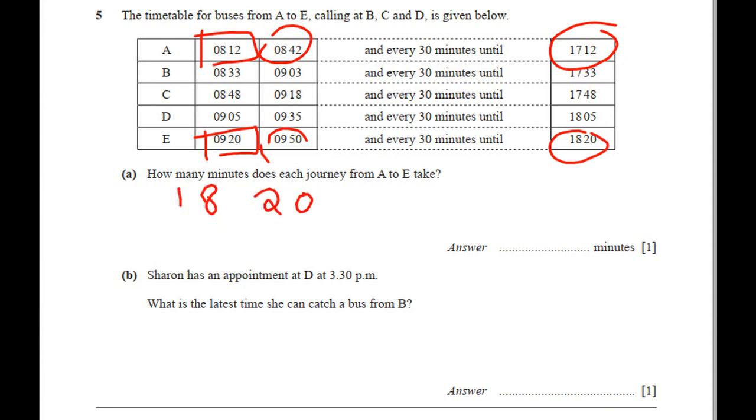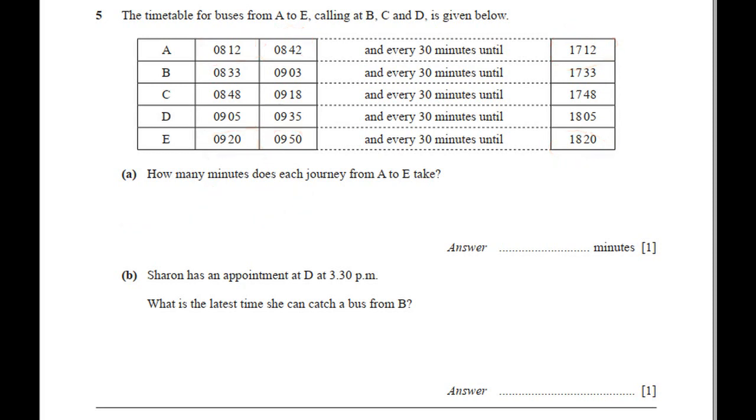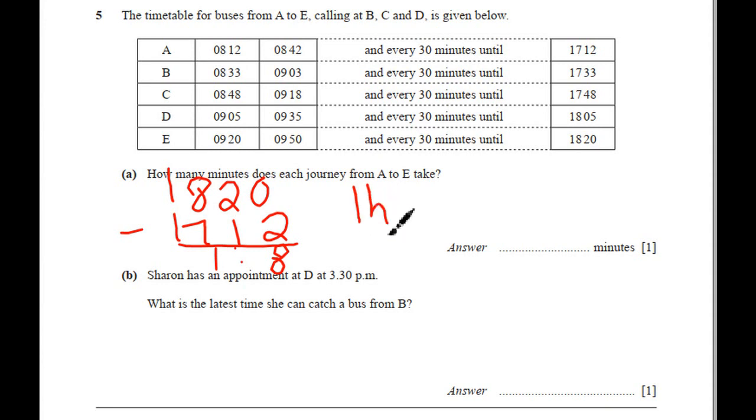So 1820 minus 1712. 20 minus 12 is 8 minutes and 1 hour. So the answer is 1 hour 8 minutes, but the answer needs to be given in minutes. So 60 plus 8 is 68. Answer for the first part.